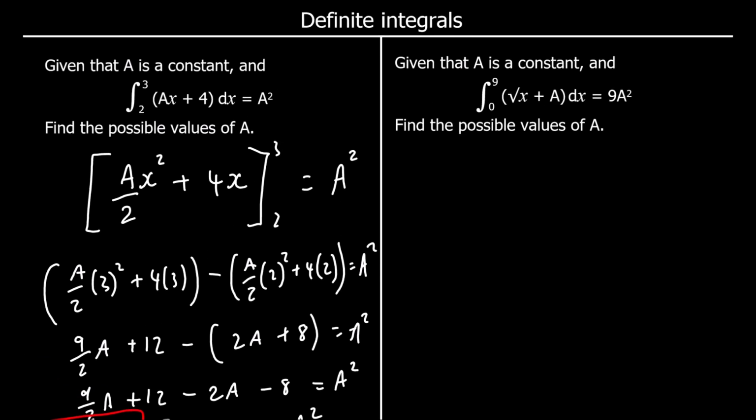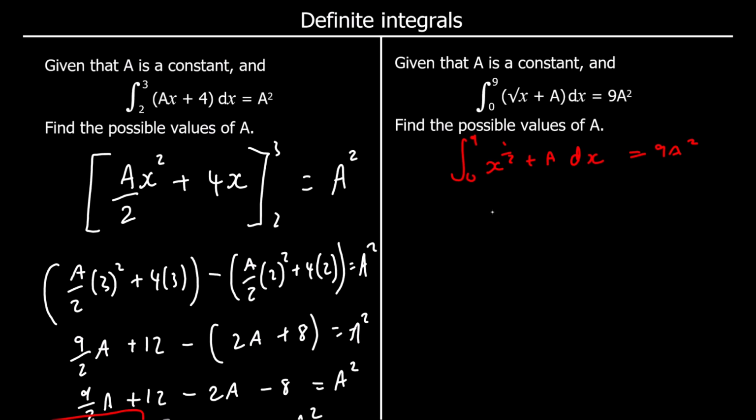One for you to try. Give it a go. So again, a is a constant, and we've got the integral between 9 and 0 of square root x plus a with respect to x is 9a squared. Find the possible values of a. So we've got x to the power of a half plus a. That's what we're starting with.